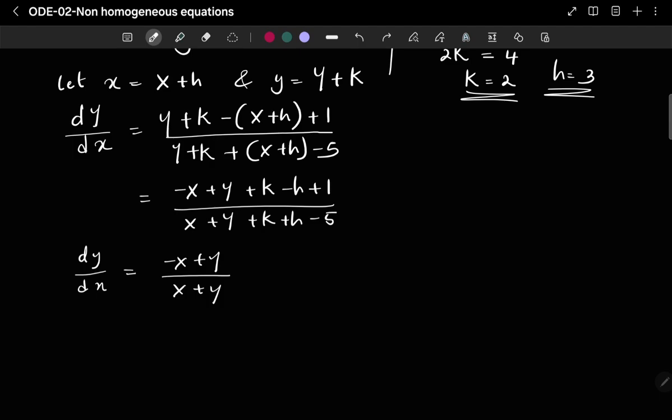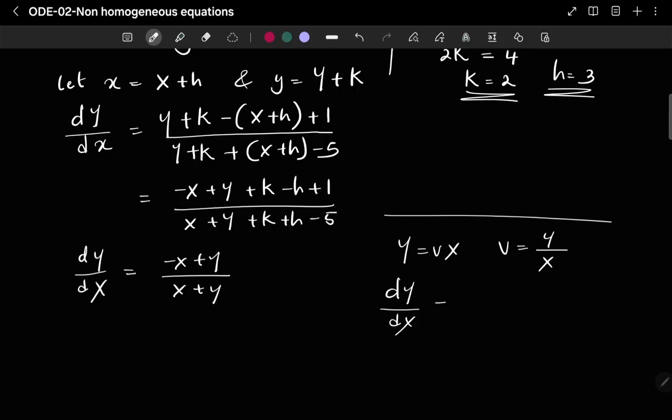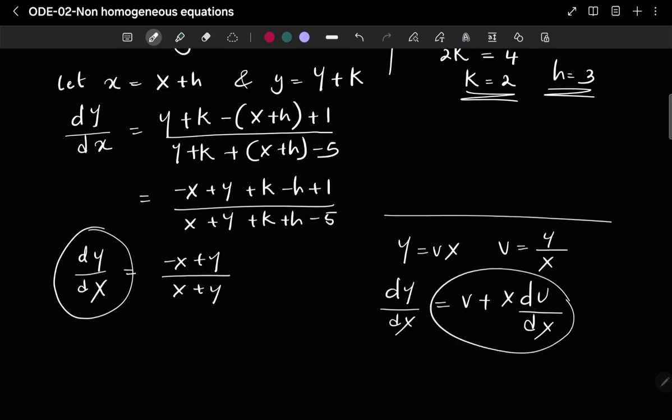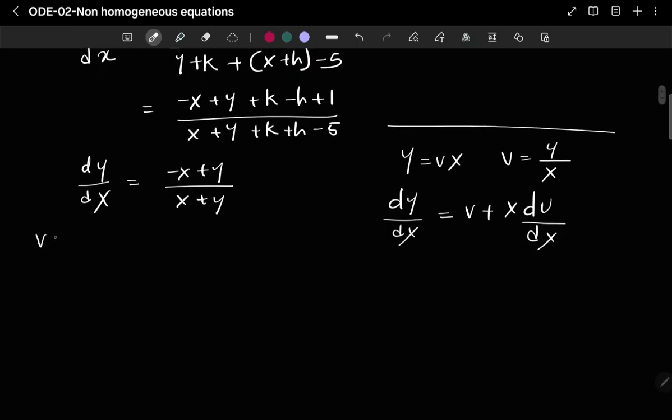So we have learned how to solve homogeneous equations, and then we have to take the substitution Y equals vX, where v equals Y over X. Here actually dY by dX equals v plus X dv by dX. So now we have to substitute this, and we have to make these X, Y terms into v terms and simplify as we have done in the earlier sections. So moving on, v plus X dv by dX equals, dividing these terms by X, we get minus 1 plus v over 1 plus v.